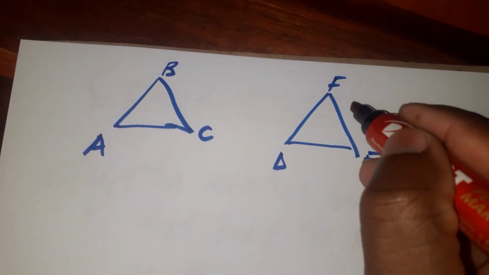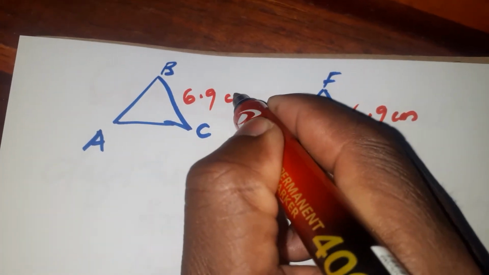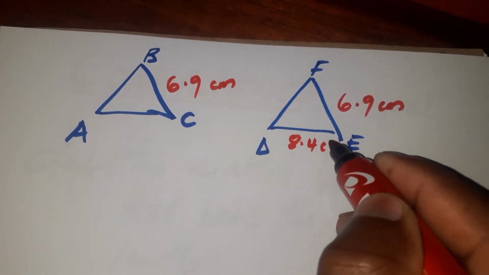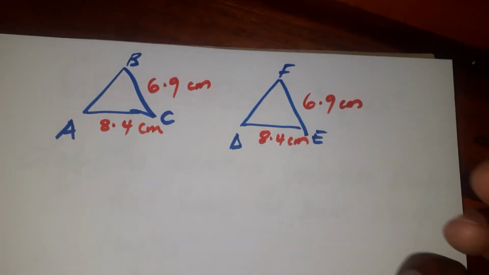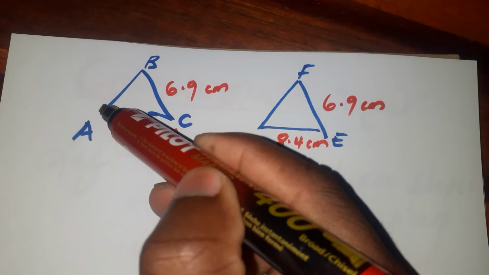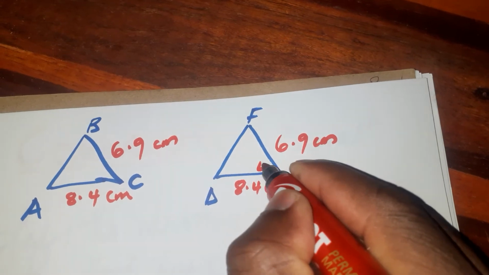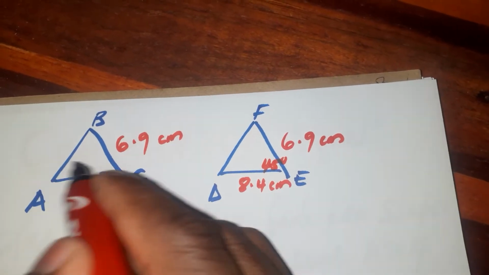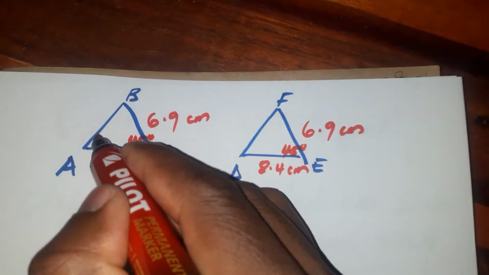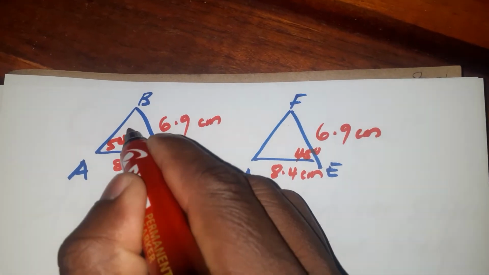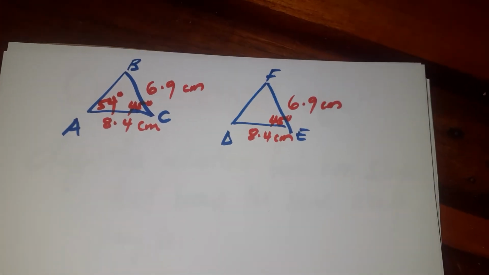and we are given that this side is 6.9 centimeter, this side, the corresponding side, is also 6.9 centimeter, and then this side is 8.4 centimeter, and this side is also 8.4 centimeter. We are not given this side and that side, but what we are also given is this angle here is 45 degree, and this corresponding angle is also 45 degree, and this angle here we are told it's 54 degree. The other two corresponding angles we are not given.